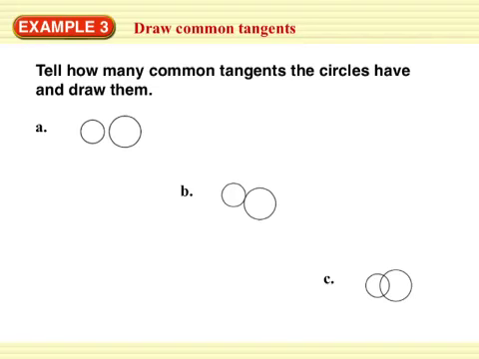Tell how many common tangents the circles have and draw them. Okay, the first example, I have 4 common tangents. It's going to be hard to draw here because they're so close. I can go 1, 2, 3, and 4.